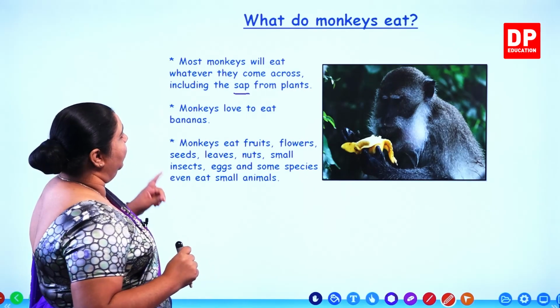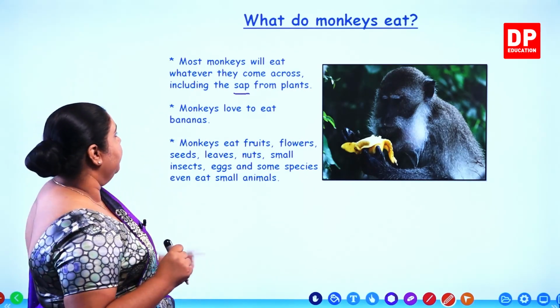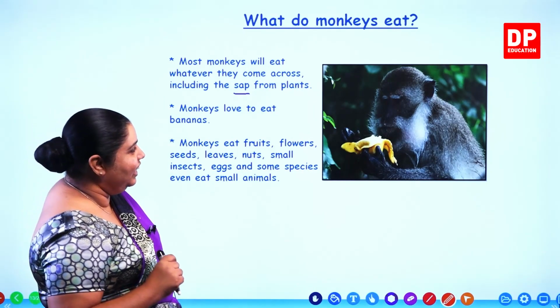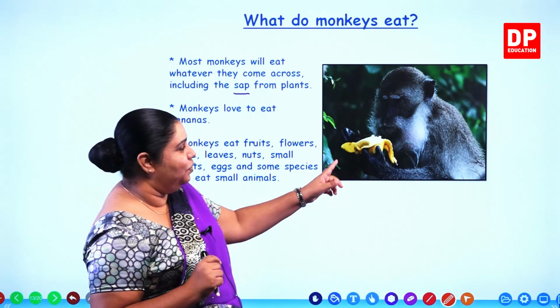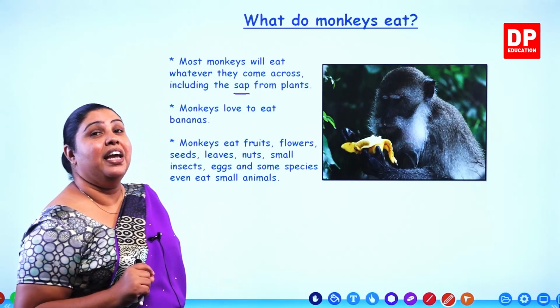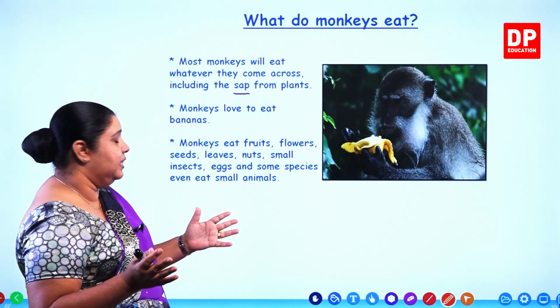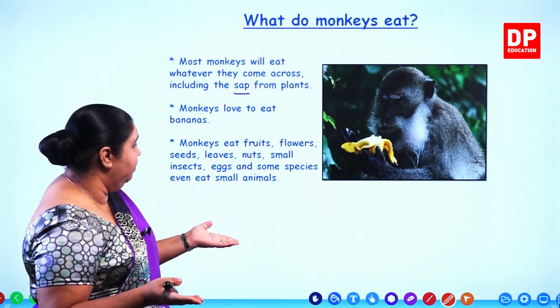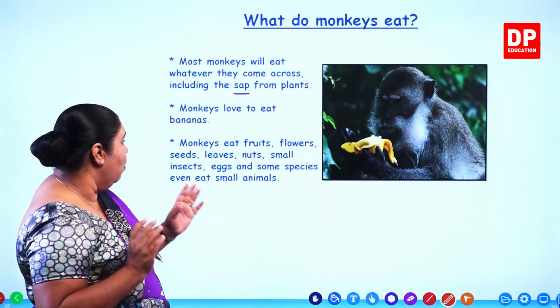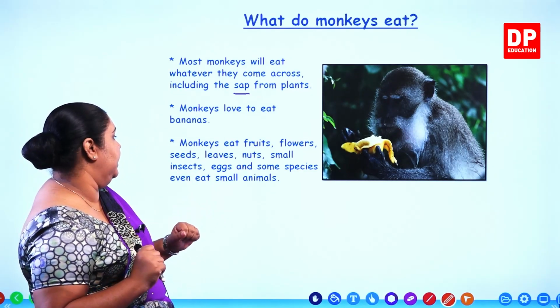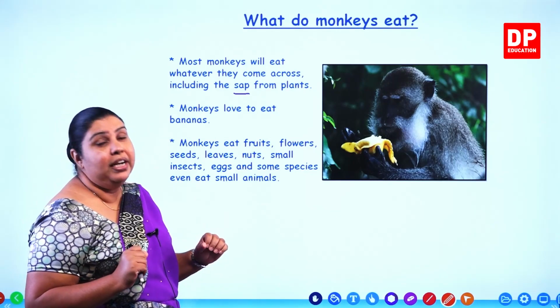Sap, including the sap from plants. Monkeys love to eat bananas. Can you see? Bananas are their favorite. Monkeys eat fruits, flowers, seeds, leaves, nuts, small insects, eggs, and some species even eat small animals.